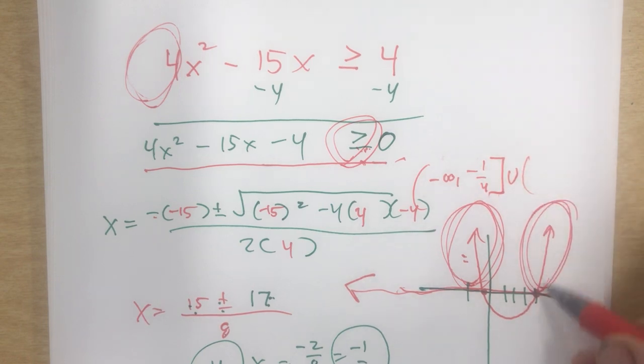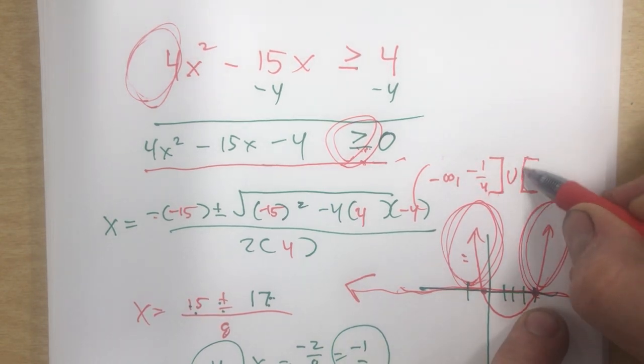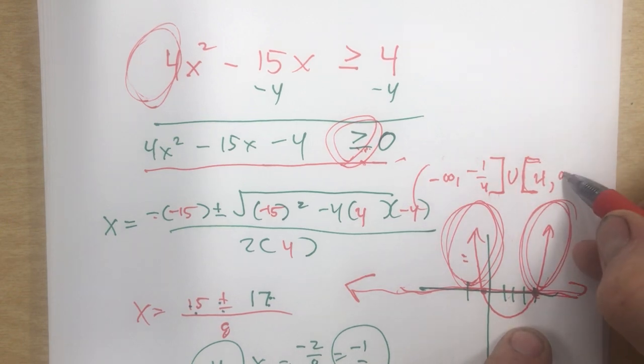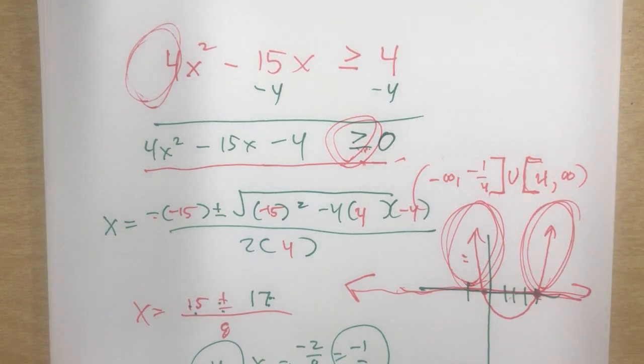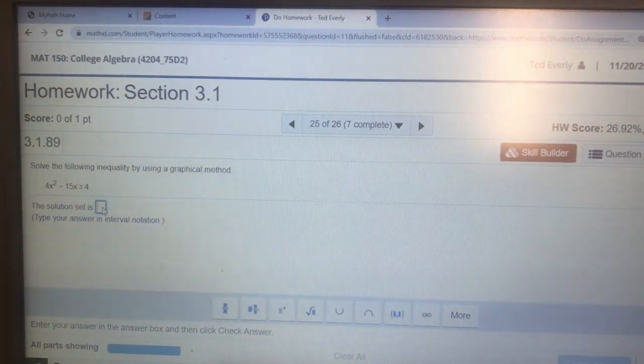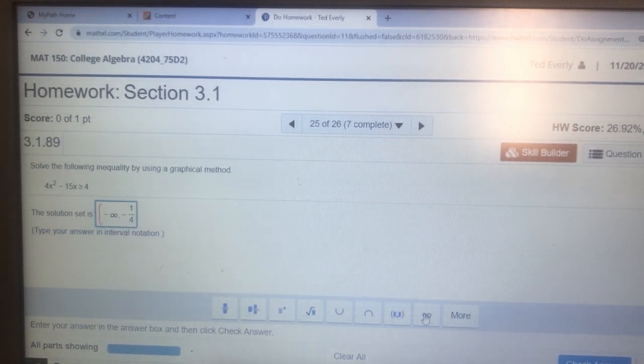So there's one part of this. Then it picks up right here at 4, which we're going to include, and it goes all the way to positive infinity. And that should be my interval of when this is greater than or equal to 0. So let's type in here, parentheses, negative infinity, comma, negative 1/4, space over, and put the bracket. And then I'm going to do a union. And then I've got another bracket here, and I've got 4 to infinity, and parentheses there, and let's hope we're right.